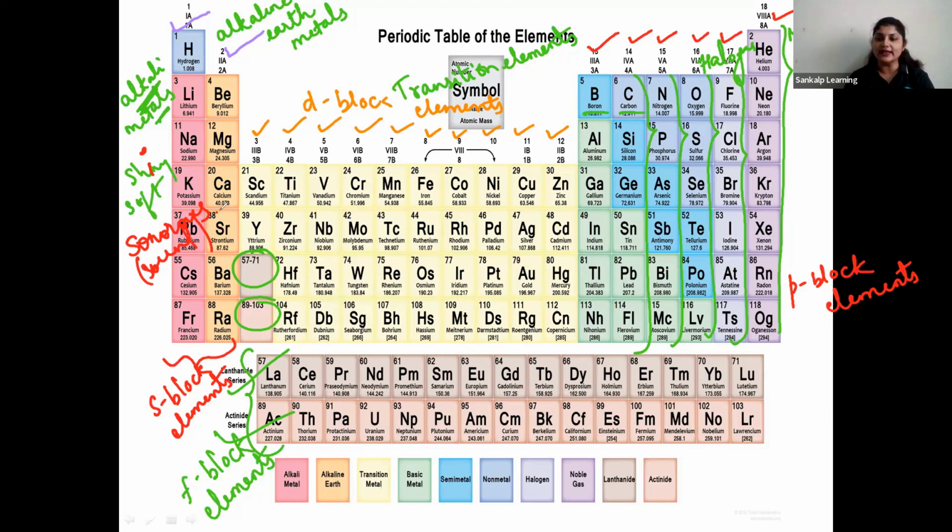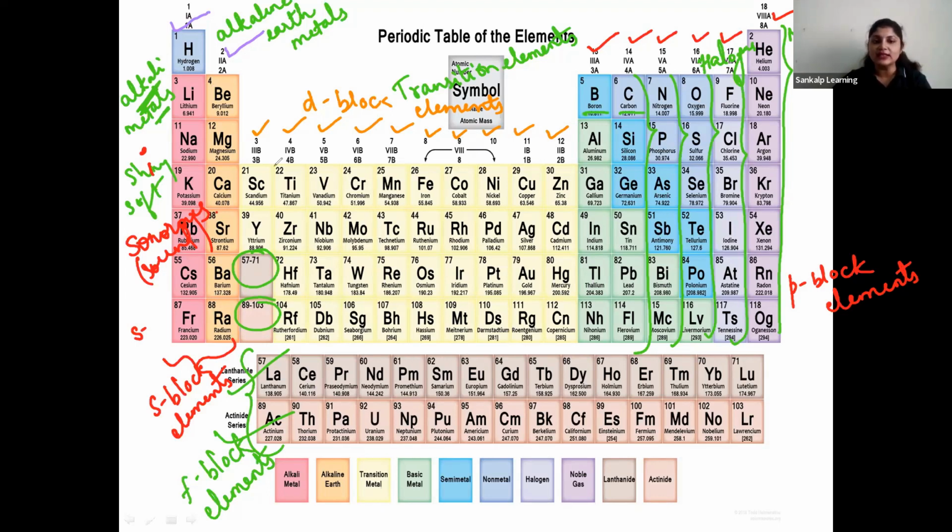They are highly reactive. As they are metals, they are highly reactive. These alkali metals can easily give up the electron, so they are called electropositive metals. Why? They can easily give the outermost electron. Here the electrons are filled in the s orbital, so they are called s block elements. Since the electron can be easily given, they are called electropositive elements.